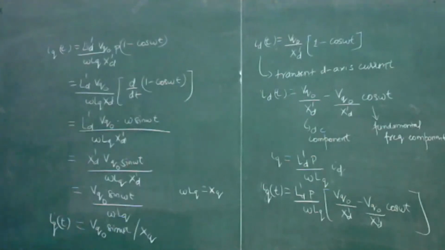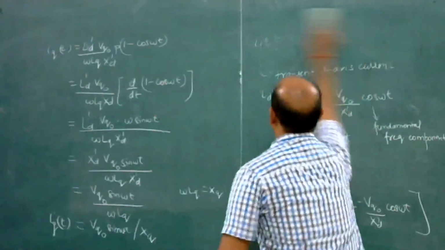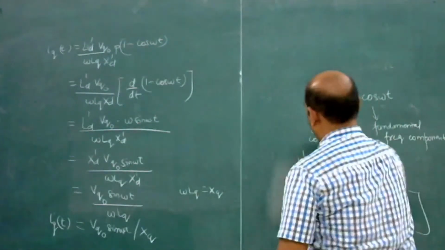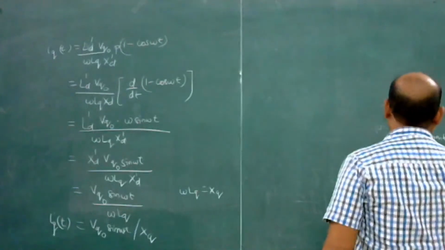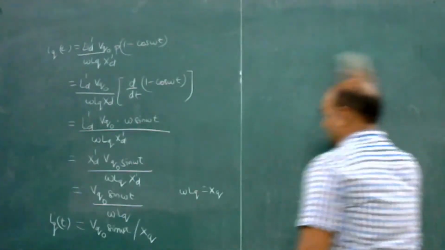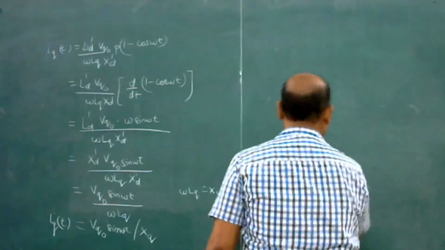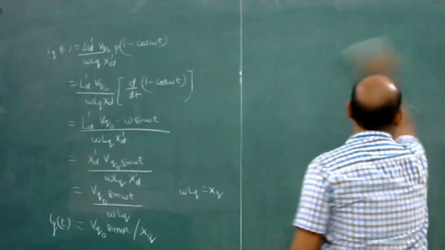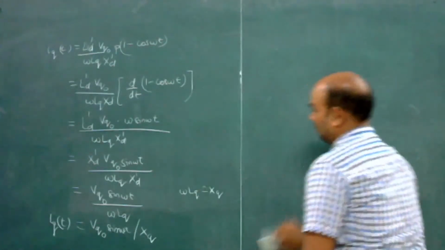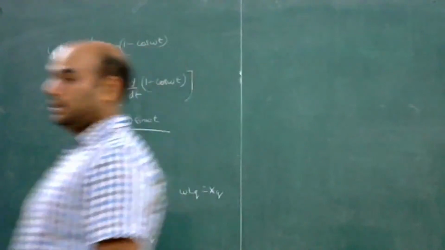So it consists of only the fundamental frequency component. Okay, so this gives the variation. So we can find the values of IA, IB and IC using this ID and IQ. Okay. So let's draw the variation of ID and IQ.